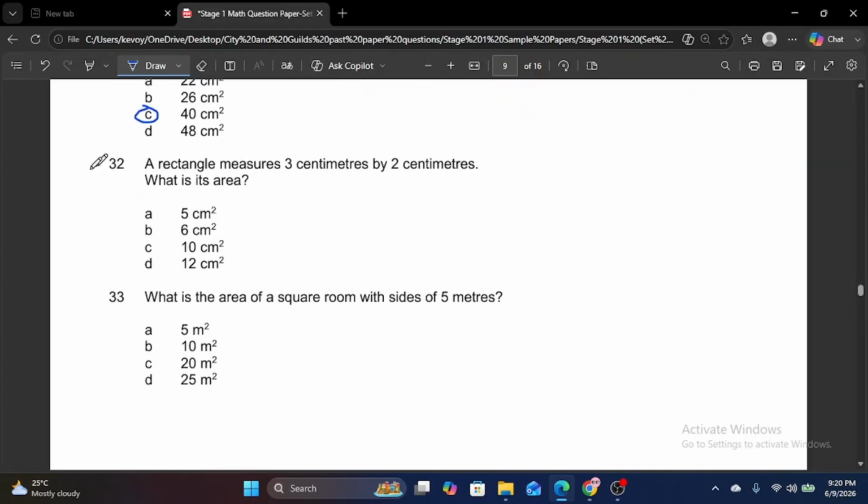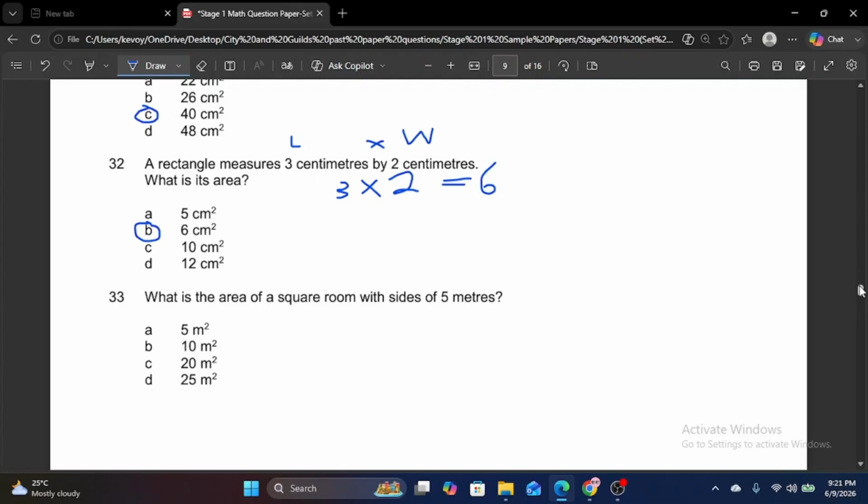Alright, moving on. So we're at question 34. A rectangle measures 3 centimeters by 2 centimeters. What is the area? So length times width, so that's 3 as the length multiplied by 2 centimeters as the width. So 3 times 2 is equal to 6. So we have 6 centimeters squared, so that's going to be B right there.